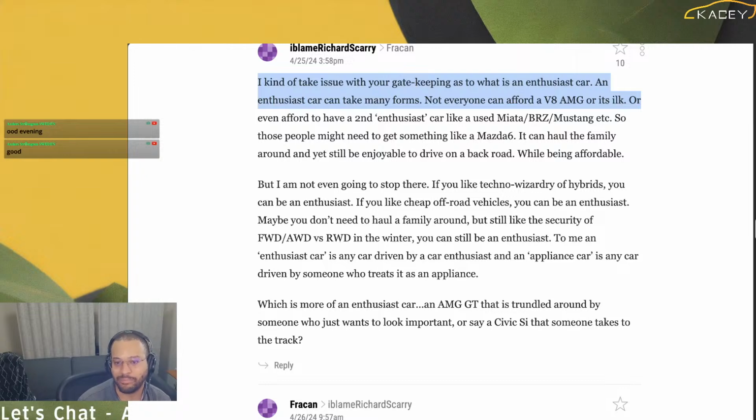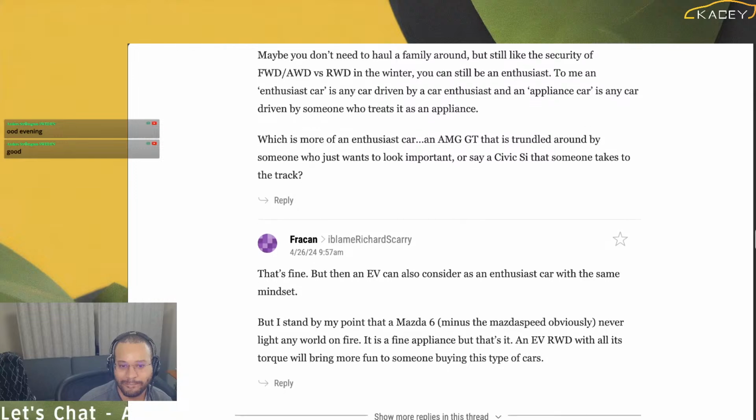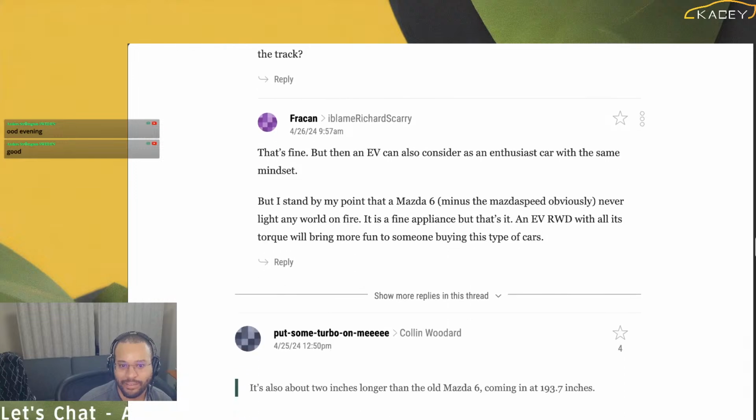It's kind of been my whole driving experience. I've only really had justification for one car. I mean, I've only had one car at a time, but not a lot of reason for having two cars most of the time. That's fine, but then an EV can also be considered an enthusiast car with the same mindset. Yeah.